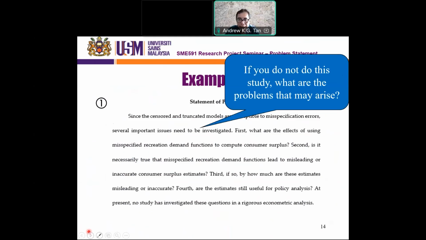Right? And here, the last sentence, at present, no study has investigated these questions in a rigorous econometric manner, is the justification. So this is a good statement of problem because it identifies what are the problems that may arise if this study is not conducted.